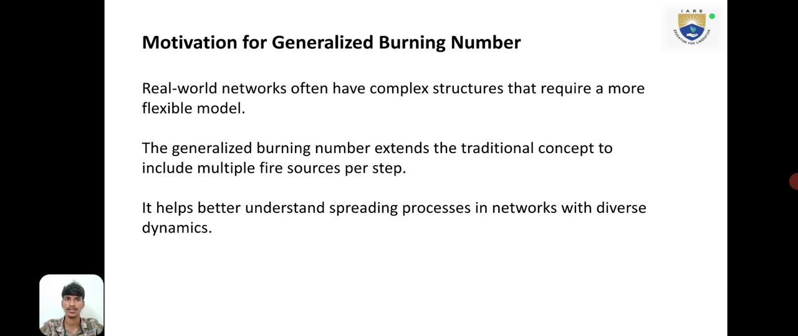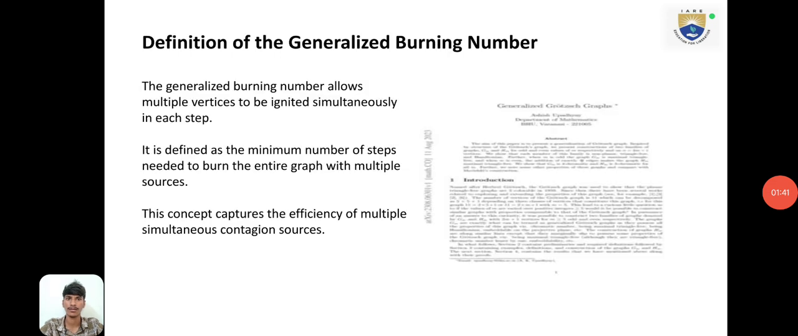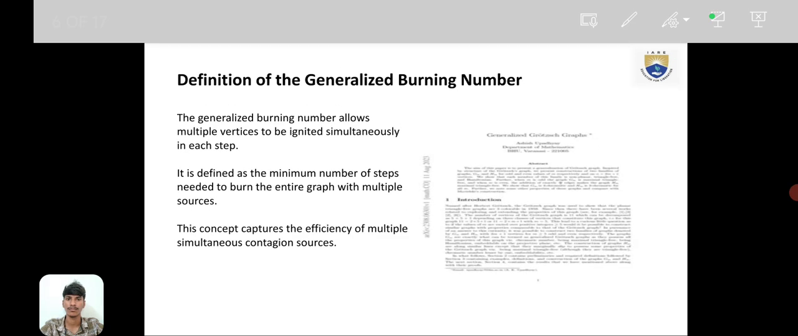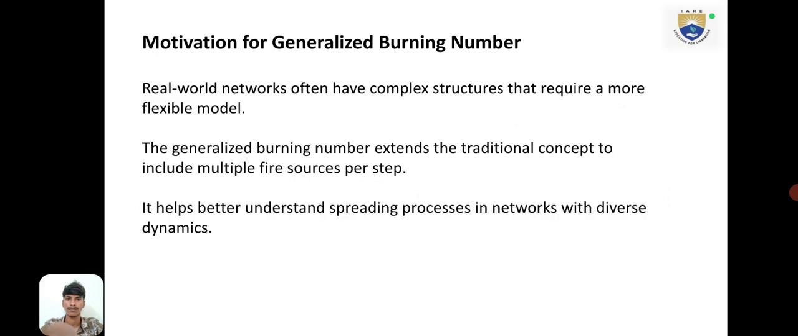Motivation for generalized burning number. Real world networks often have complex structures that require a more flexible model. The generalized burning number extends the traditional concept to include multiple fire sources per step. It helps better understand spreading processes in networks with diverse dynamics.